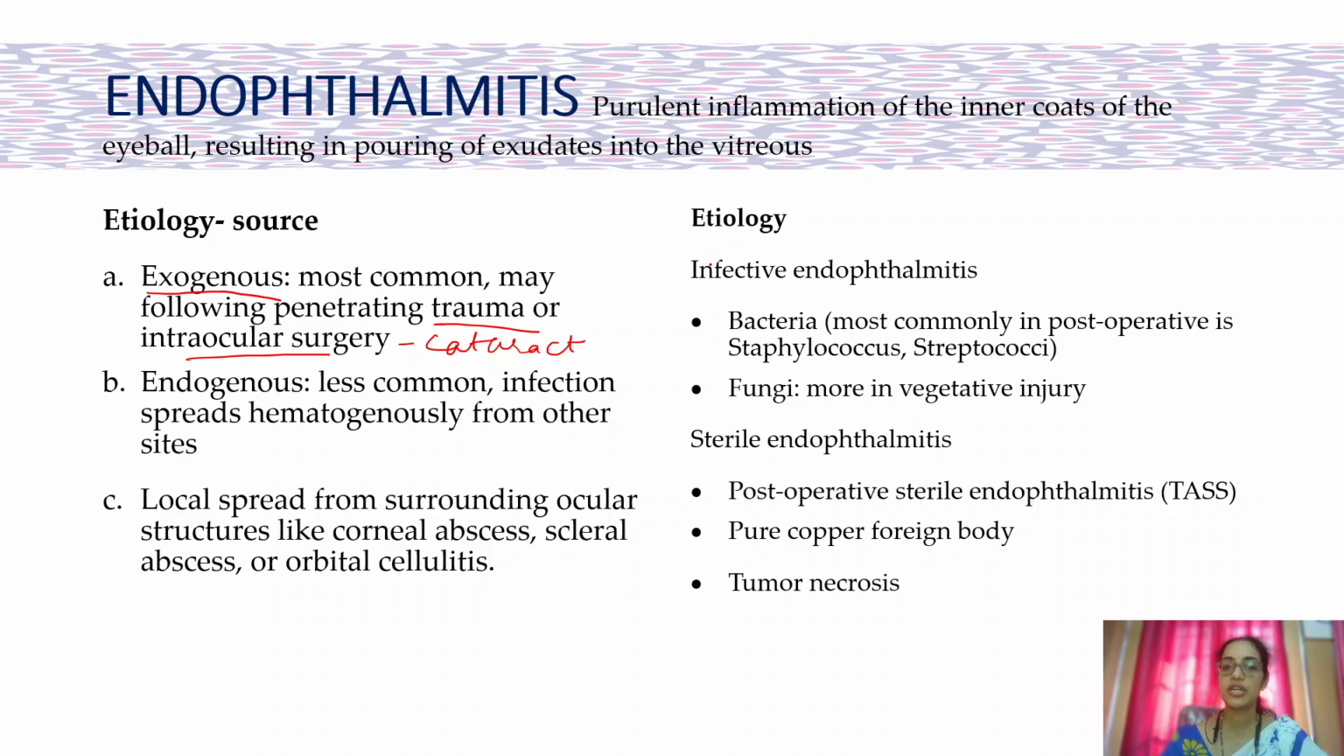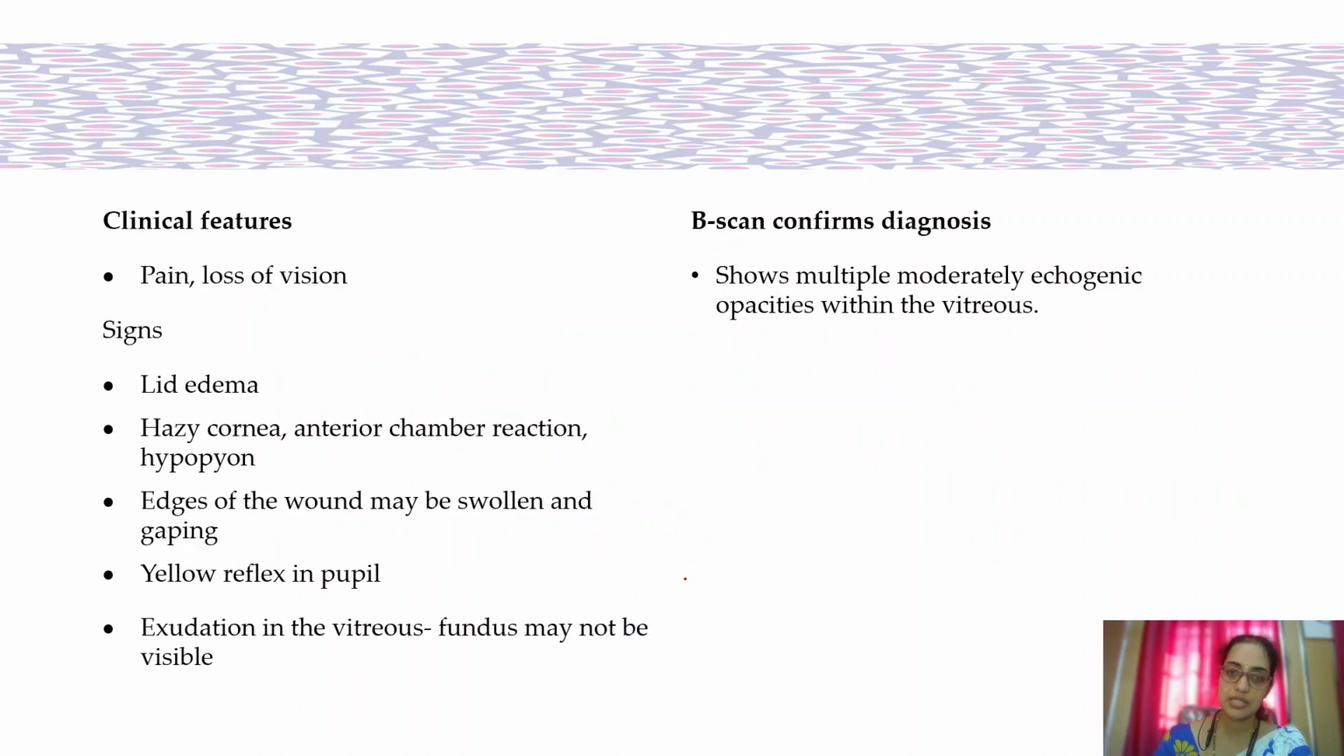So, coming to the organisms, infective endophthalmitis is usually caused by bacteria and sometimes fungi. There are many causes of sterile endophthalmitis. There are no organisms as such, but the clinical picture is like endophthalmitis. So, this is usually seen as TASS, that is toxic anterior segment syndrome, or when a pure copper foreign body incites a severe allergic reaction and tumor necrosis.